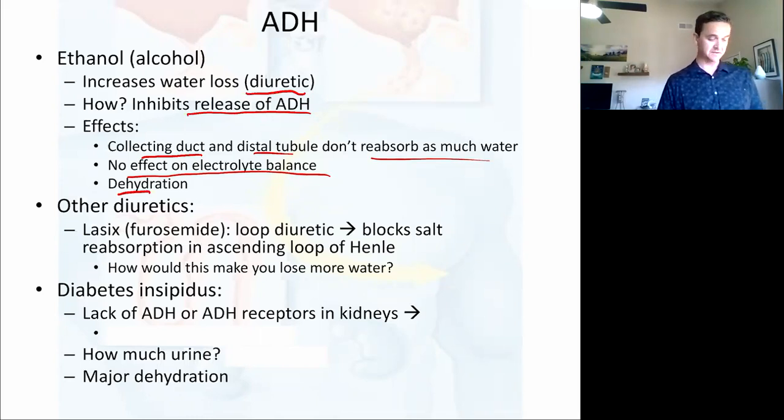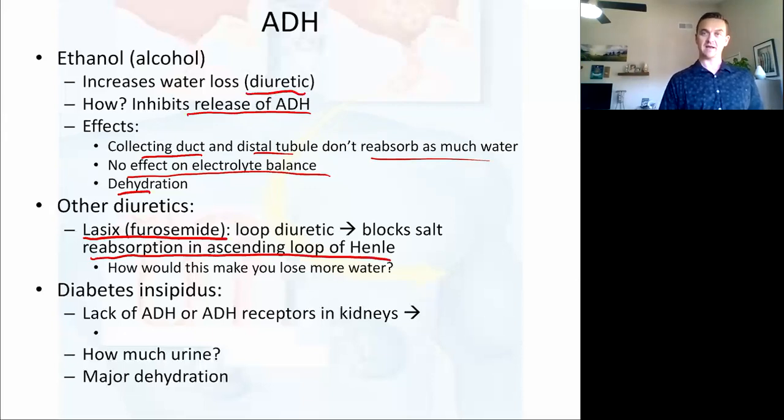Other diuretics act in this pathway. Lasix, also known as furosemide, is a very common diuretic, and it's what's known as a loop diuretic. It's a little different from ADH or alcohol. Alcohol blocks ADH release, but loop diuretics act in the ascending limb of the loop of Henle, the part where sodium was pumped out. Furosemide blocks those little salt receptors that grab onto sodiums and pump them out of the filtrate, so we block reabsorption of sodium in the ascending loop of Henle.